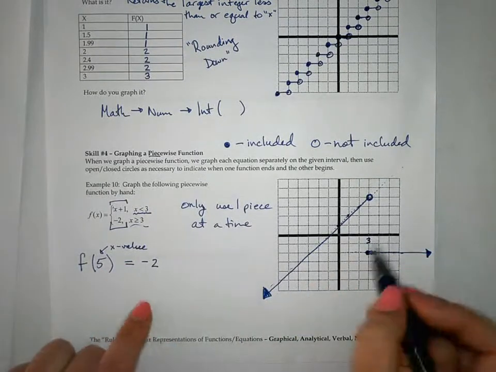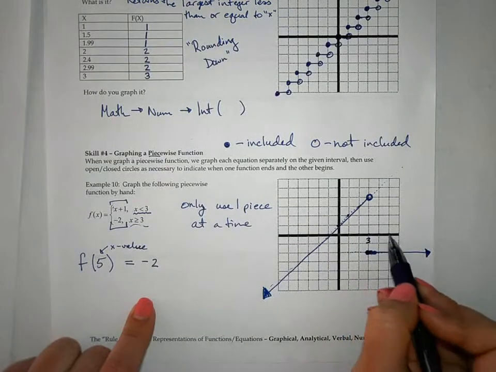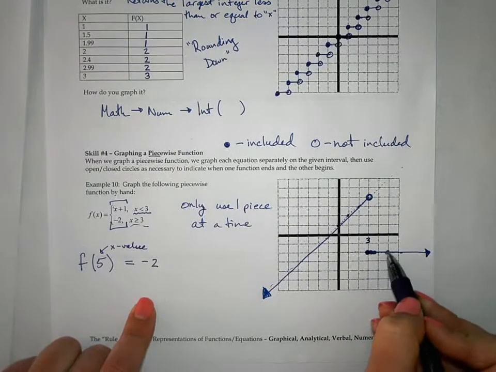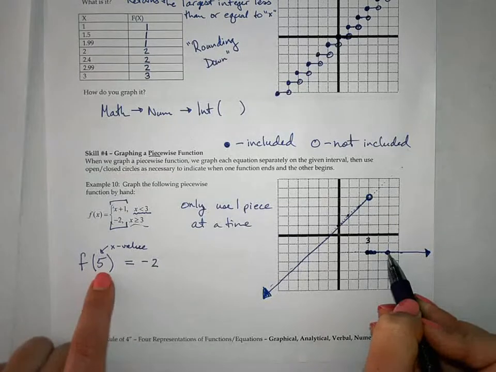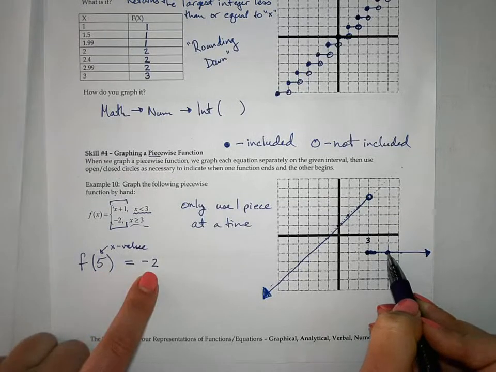That's it. Look at your graph. At 1, 2, 3, 4, 5, you're at -2, that point. This is the description of the input of 5, output -2.